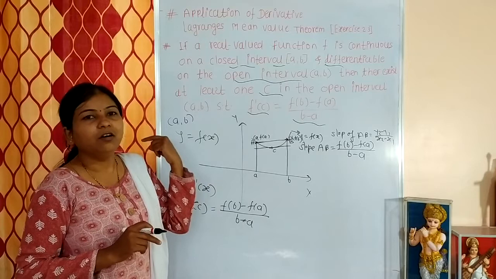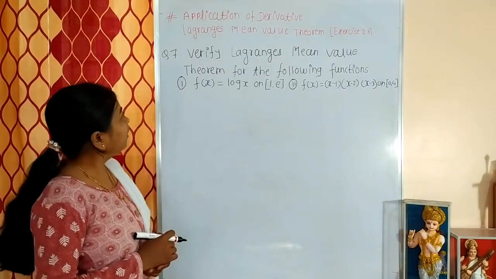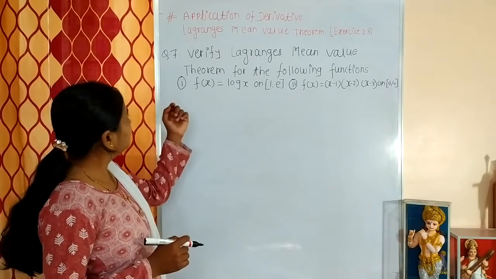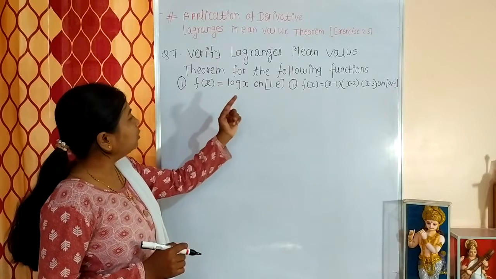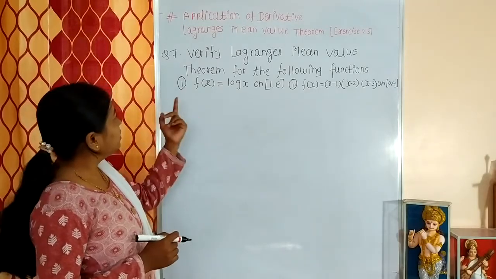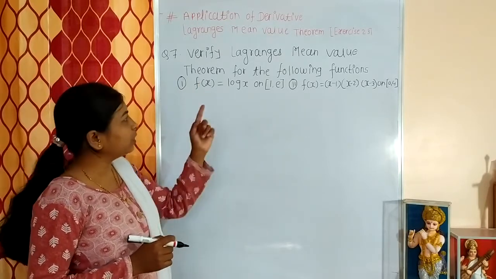question number 7 of 2.3. Let us see question number 7. Verify Lagrange's mean value theorem for the following functions. Given first, f of x is equal to log x on the interval 1, e. Here we have to verify Lagrange's mean value theorem for this function on the interval 1, e.